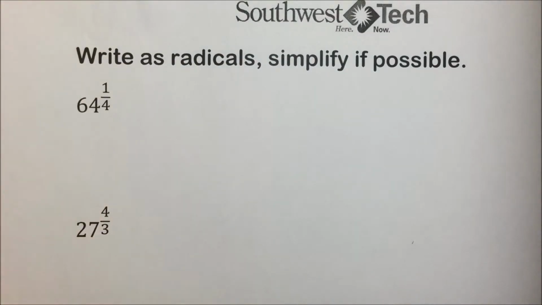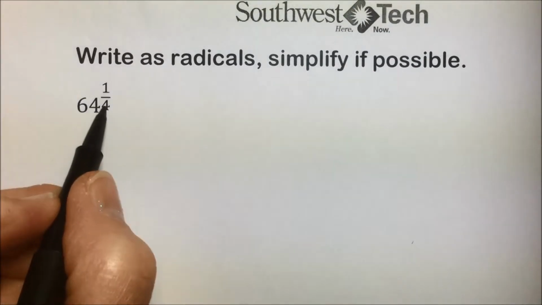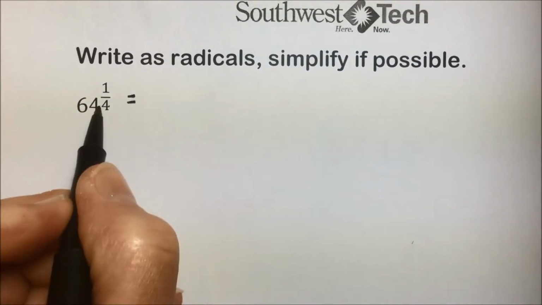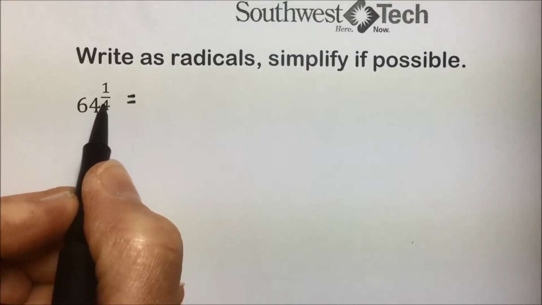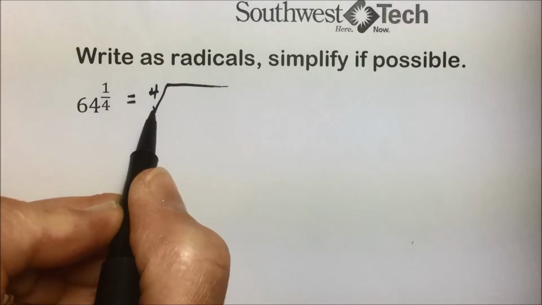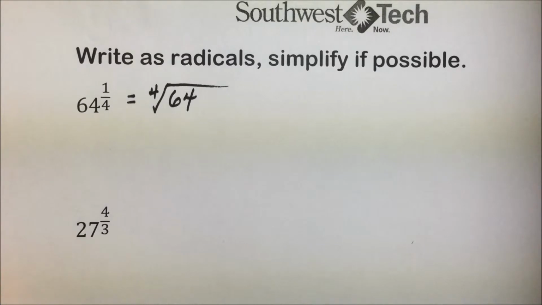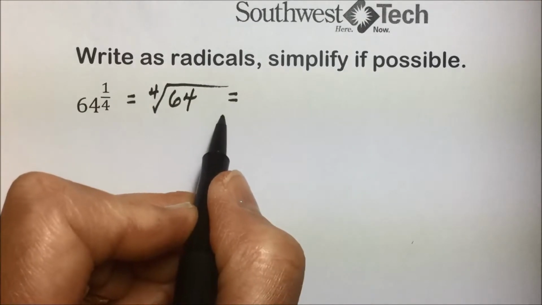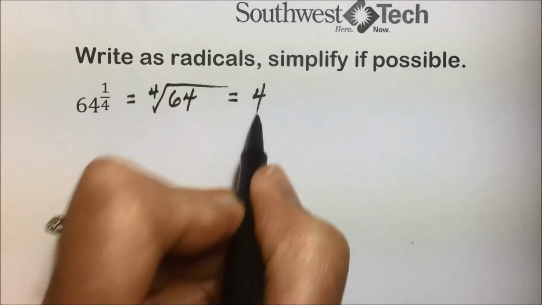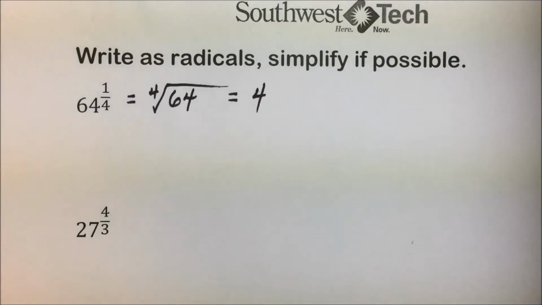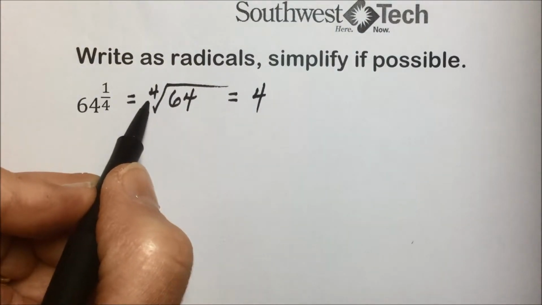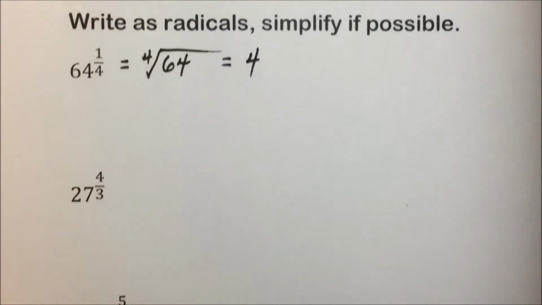They're asking us in these first ones to write as radicals and simplify as possible. We have 64 to the 1/4 power, which means that the denominator of our exponent is the index of the radical. So this is equivalent to the 4th root of 64. Can we simplify that? Is there a number times itself 4 times that gives us 64? Well, since 4 times 4 times 4 times 4 is 64, the 4th root of 64 is 4. Because it's an even index, we're always after the principal root, which is positive.